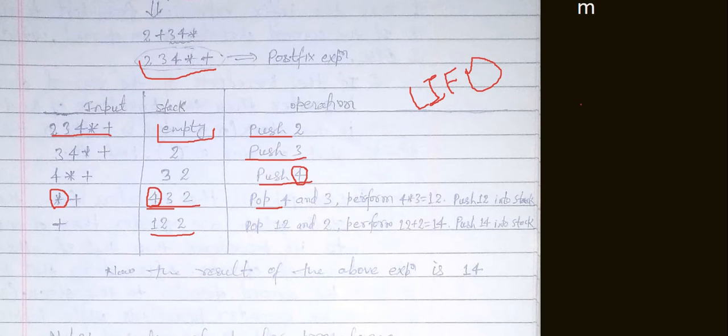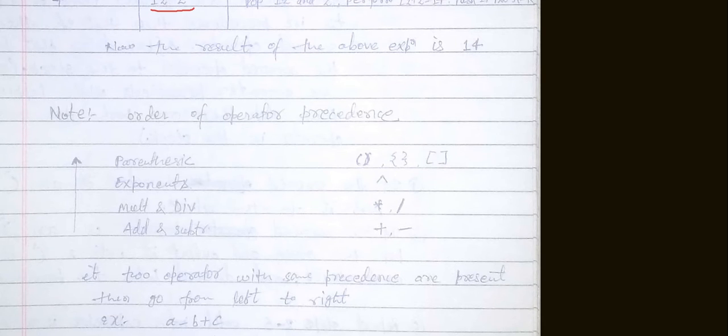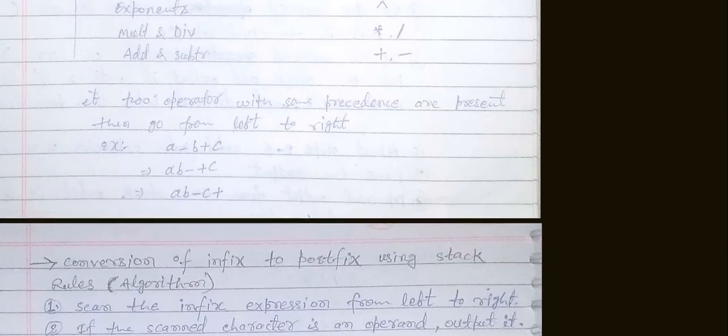You can see how the machine calculates the postfix expression effectively by using the stack. That's why we need to convert the infix to the postfix expression. And here is the precedence order. We already know about this. Bracket has the higher precedence, and then the exponent, and the multiplication, then division, and then the addition and the subtraction.